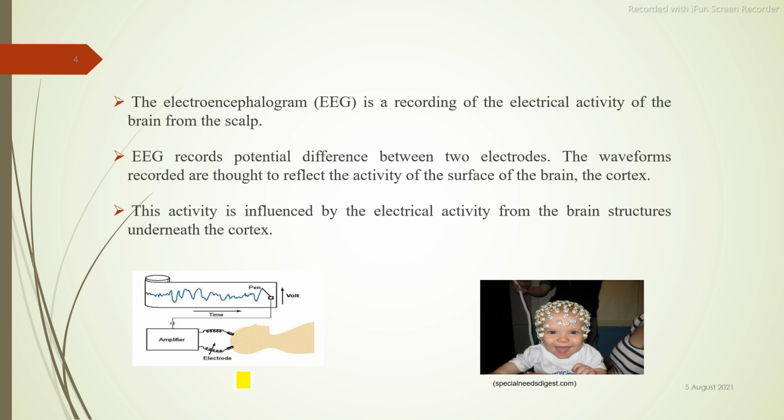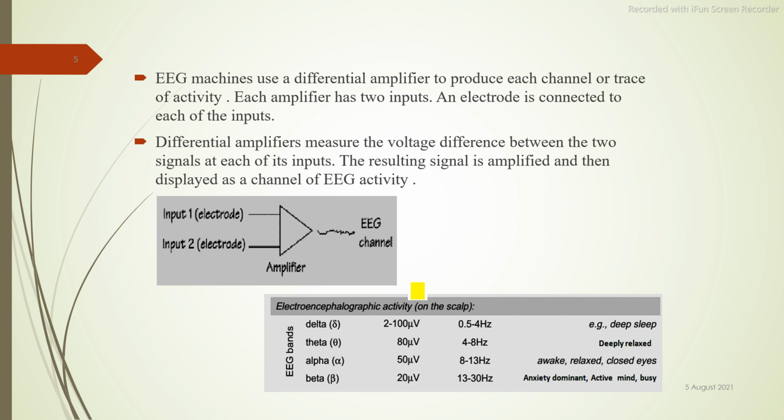EEG machine will be having an amplifier. That amplifier does the difference of two potentials and gives us an output waveform. This activity is influenced by electrical activity from the brain structures underneath the cortex. And you can see here one example of an EEG machine, which is kept on the scalp, where from these electrodes the signals have been captured. So this is how the EEG machine will be working.